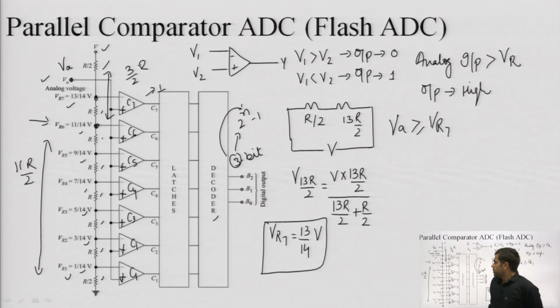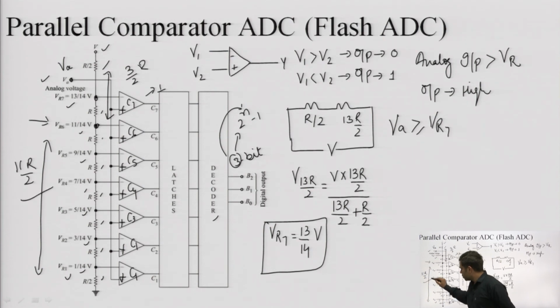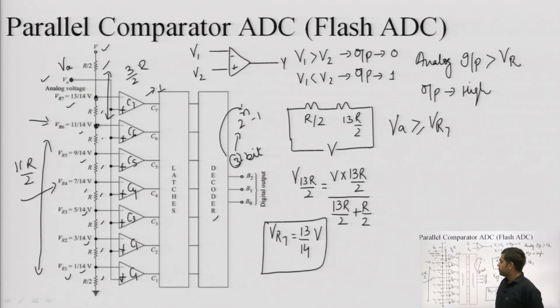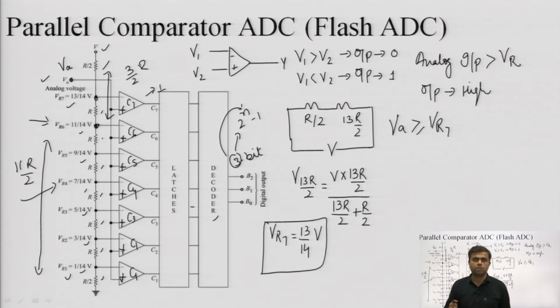Similarly, if we check VR4, if my analog voltage is greater than VR4, I will not be checking VR3, VR2, VR1, because they are all less than VR4. So comparators C4, C3, C2, C1 will be giving me high outputs. But if the analog input is greater than VR4 but less than VR5, then for C7, C6 and C5 we will be getting a 0 output. In this way we have to check these comparisons for all the structures.